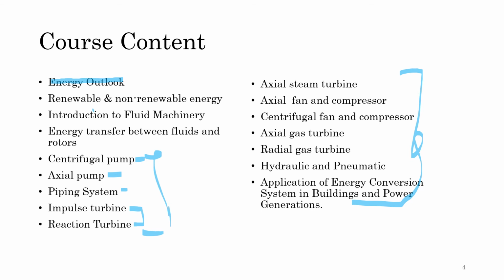It will consist of axial steam turbines, axial fans and compressors, centrifugal fans and compressors, axial gas turbines, radial gas turbines, hydraulic and pneumatic systems, and then at the end we will have the applications of thermal conversion systems in buildings and power generation.